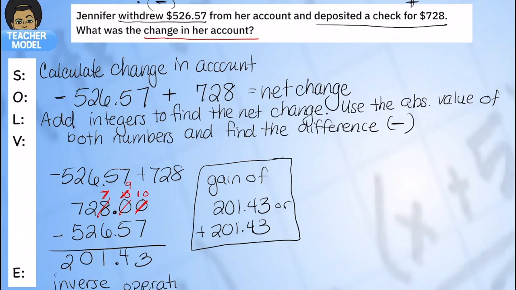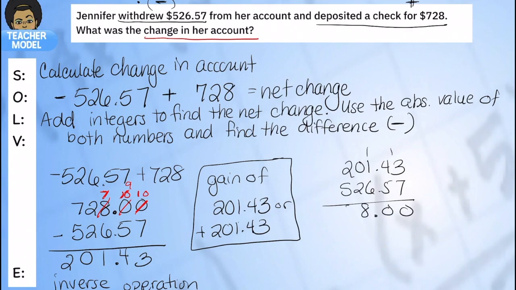And we're going to verify it with the inverse operation. Meaning we know we make mistakes when we calculate stuff. So being that we did subtraction, I'm going to try and add these two numbers together. And the sum should get me back to 728. So let's see if that's true. 201.43 plus 526.57. I get 10. I get 10. 8, 2, 7. Bam! Verified. My calculation is correct. Let's hit pause so you can jot this down into your notes.